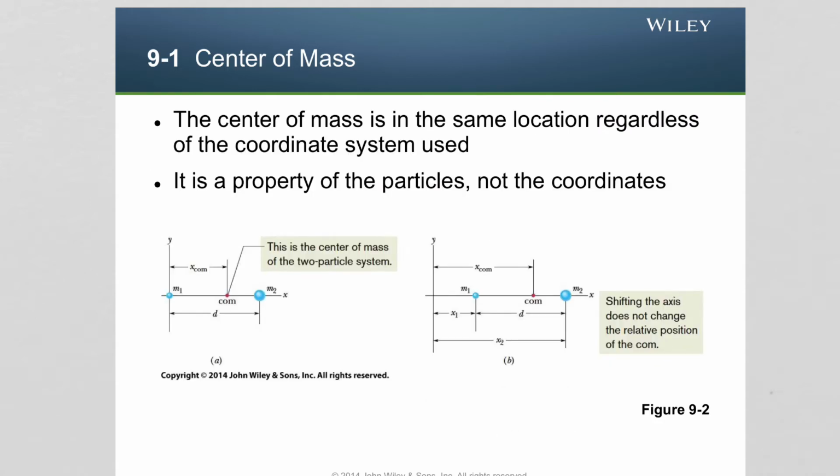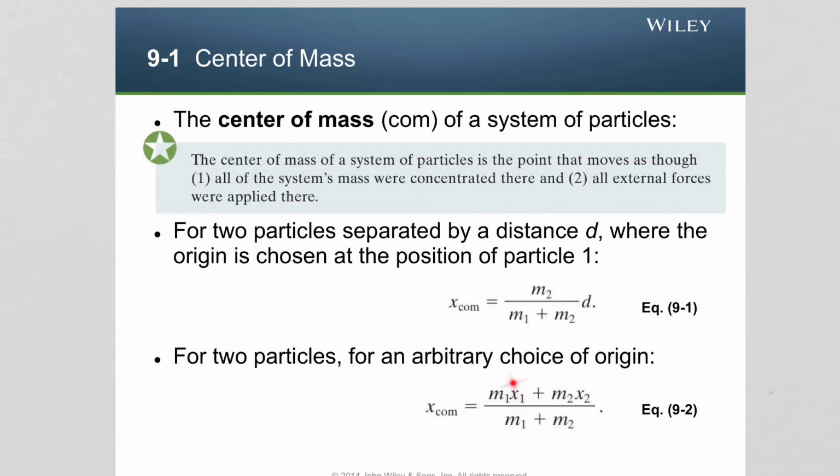Now let's look at a different distribution of the particles in the system. Mass m1 is a distance x1 from the origin, and mass m2 is a distance d from the first particle, or a total of distance x2 from the origin. So now the position of the center of mass is calculated with the following expression. The product of the mass of the first particle and the distance from the origin plus the mass of the second particle times the distance of that second particle from the origin, divided by the total mass.